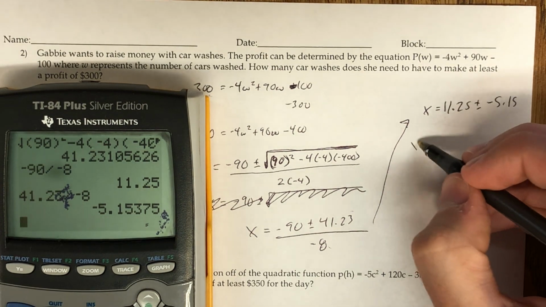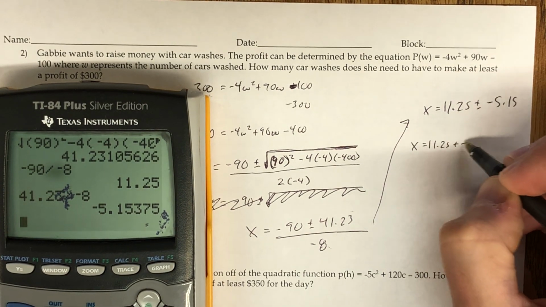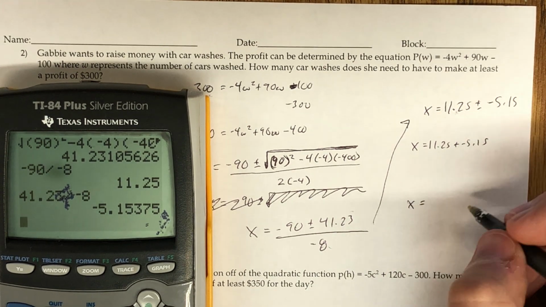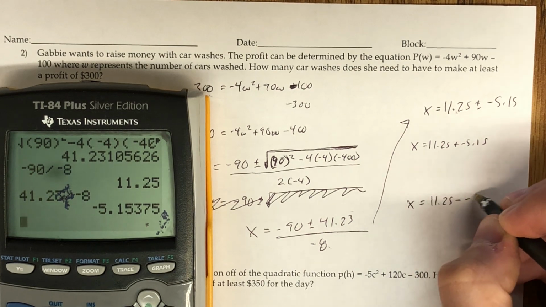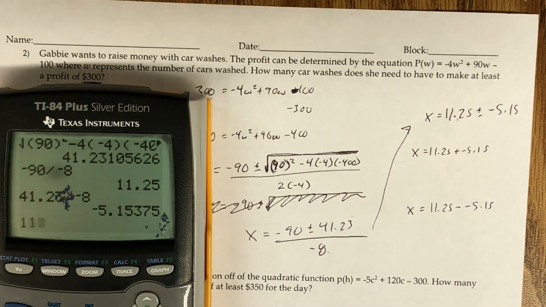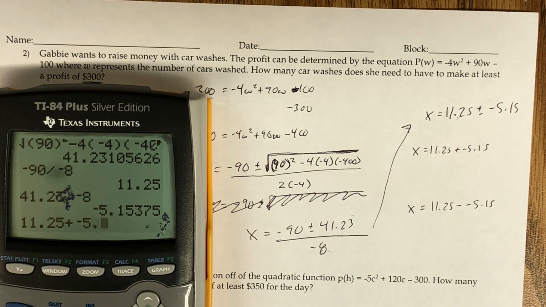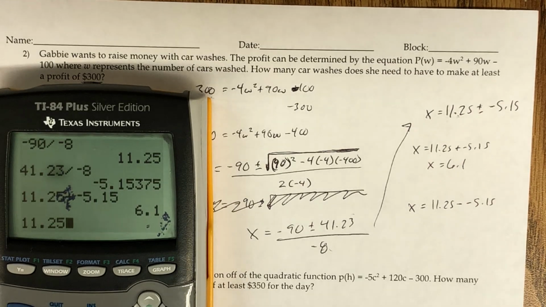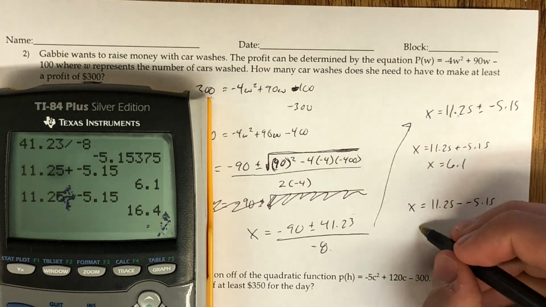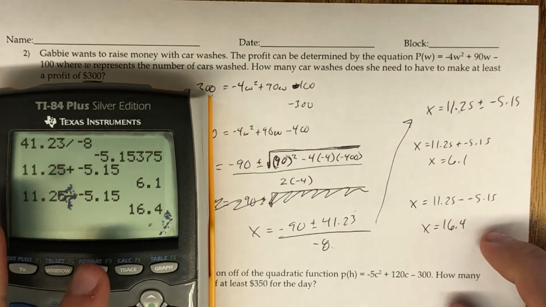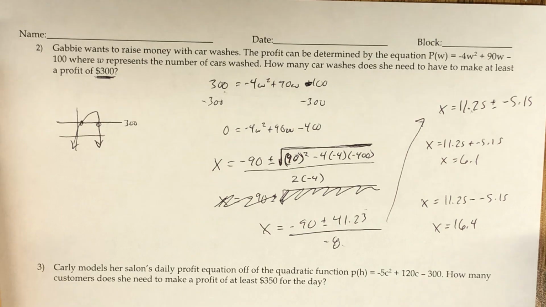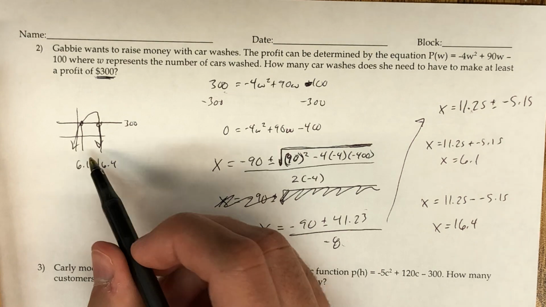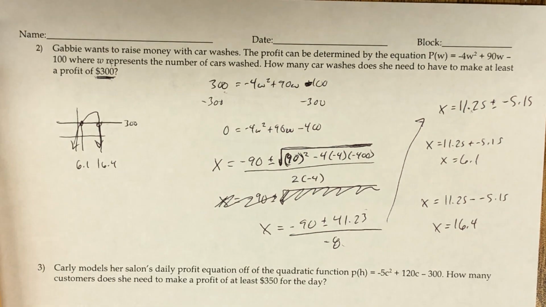So let's figure out what these two values are. x equals 11.25 plus negative 5.15 and 11.25 minus negative 5.15. So we get 6.1 there and 16.4 here. Those are our two values for this problem. When x is 6.1 and 16.4, those are the values of W that will give us a profit of 300.